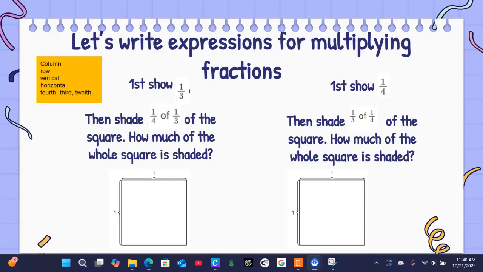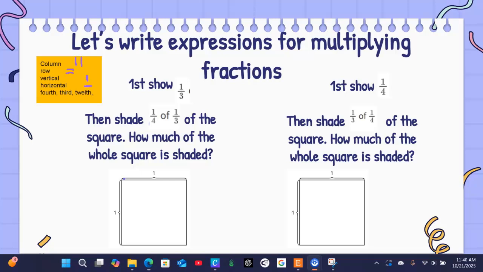All right, so just remember that a column will go up and down like this. A row will be like this. Similar to column, vertical lines go up and down. Horizontal lines go left to right. And the words fourth, third, and 12th are all something that we're going to be using as we write out our expressions.